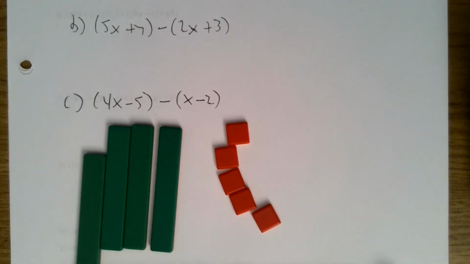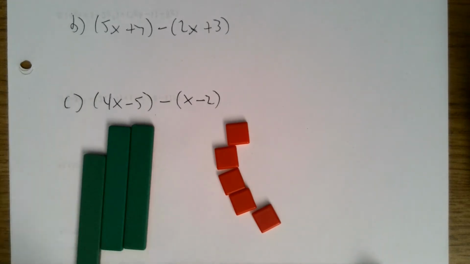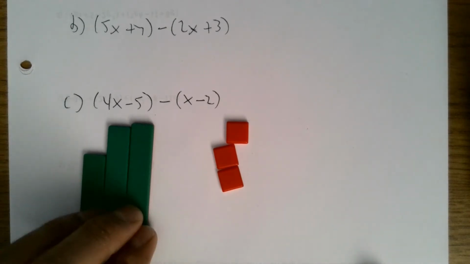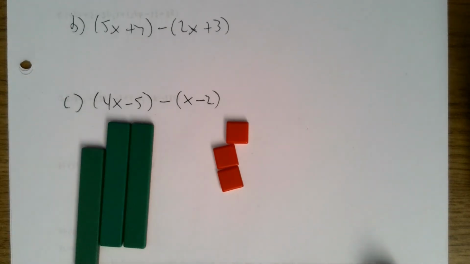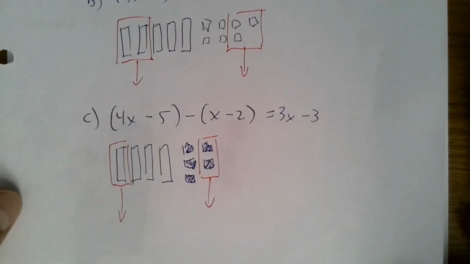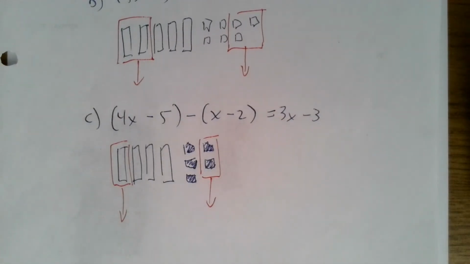And now we need to take away x minus 2. So we need to take away an x, and we need to take away a negative 2. So that's going to leave us with 3x minus 3. And again, that's how I want you guys to have that in your notes. So please pause the video so that you can put that in your notes.